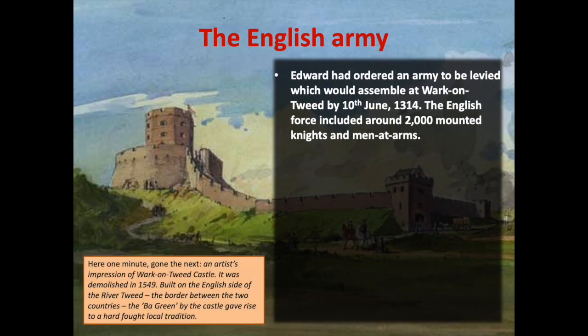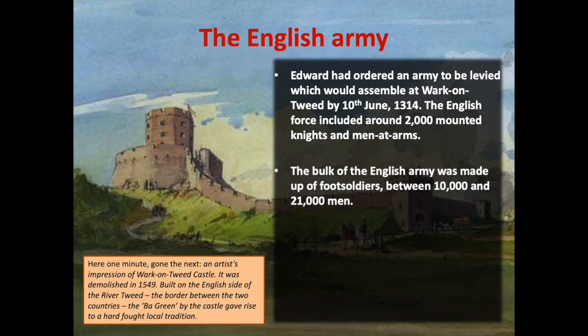Edward had ordered an army to be levied, which would assemble at Wark-on-Tweed by the 10th of June 1314. Wark-on-Tweed was an English castle or border stronghold right on the border between England and Scotland. The English force was to include 2,000 mounted knights and men-at-arms. Now, this number may have included as few as 800 knights, with the rest being made up of mercenary forces and mounted men-at-arms.